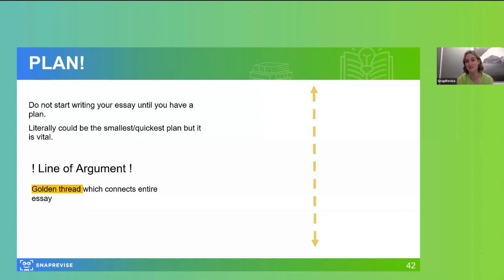You don't have to write the exact same thing as someone. You could argue for a completely different point. But just make sure that whatever you are arguing, you back it up with evidence.